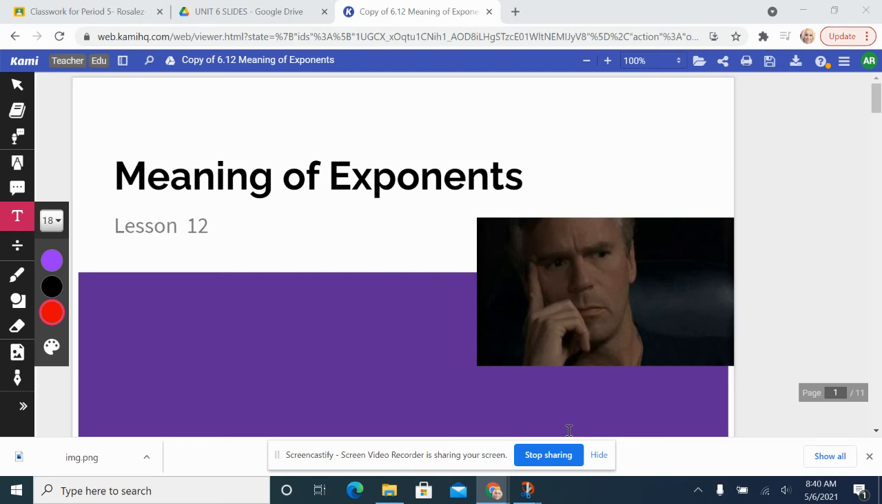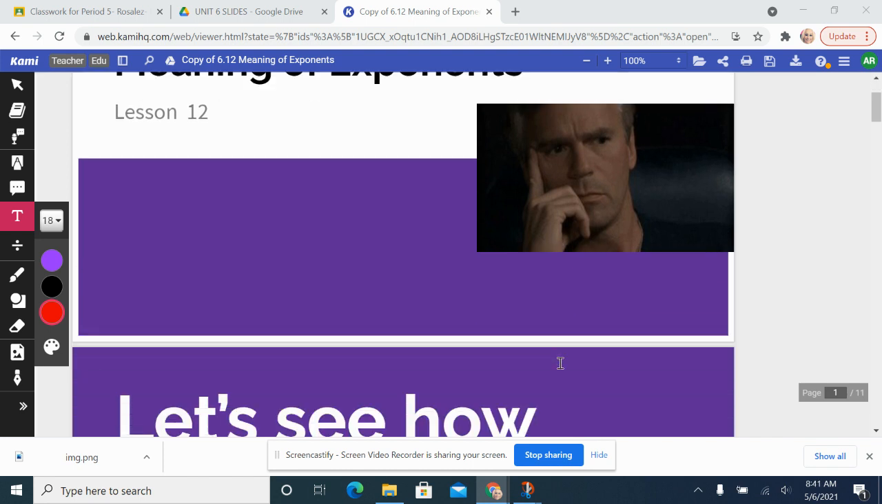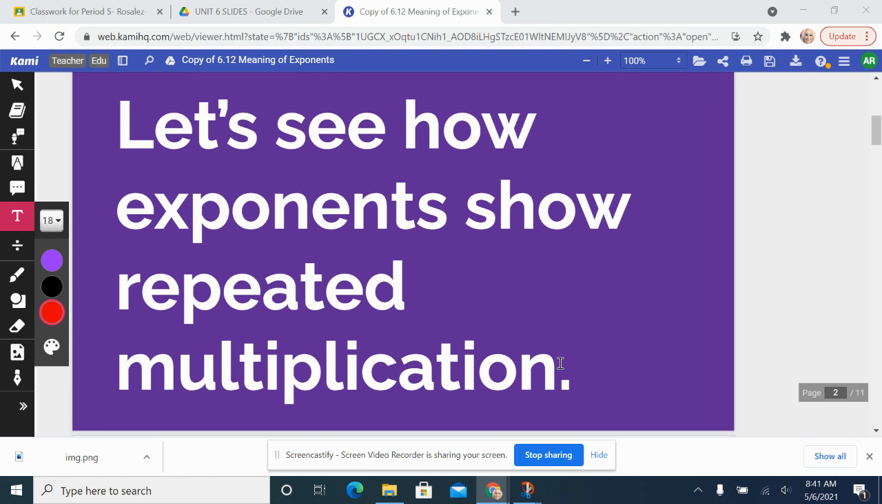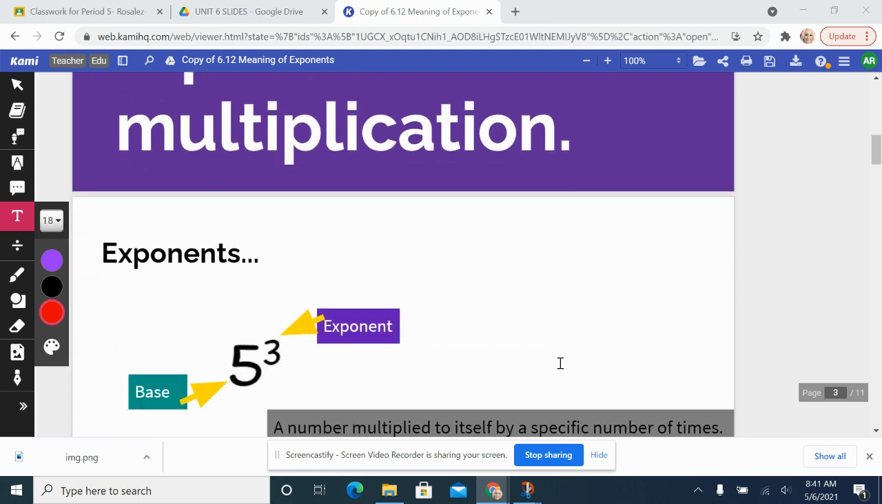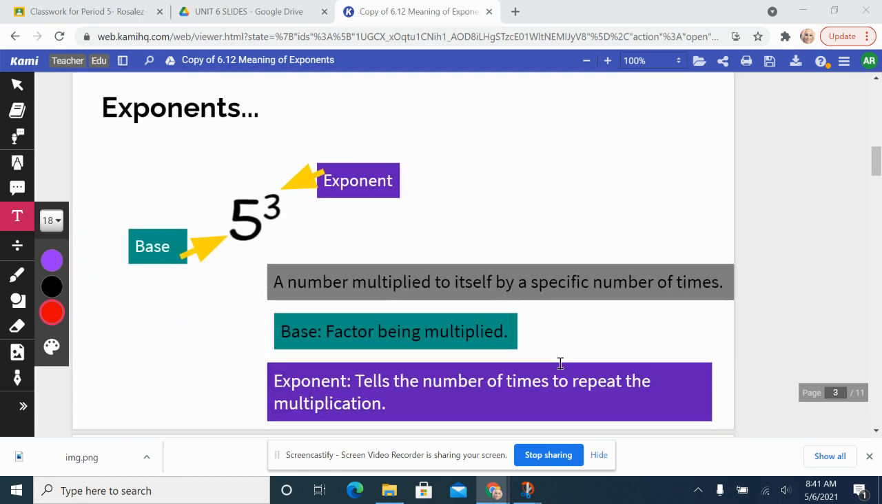Okay, so today we will be learning something new. We will be dealing with exponents. So we are going to be in lesson 12. You will need your book, book 6. And we will see how exponents show repeated multiplication. So just a little bit for you to know.